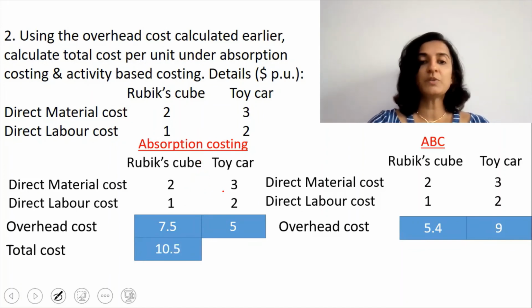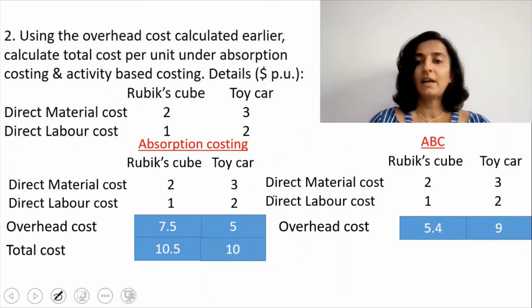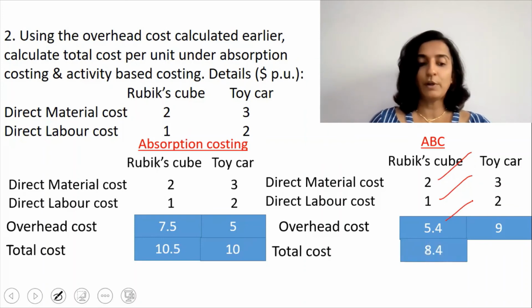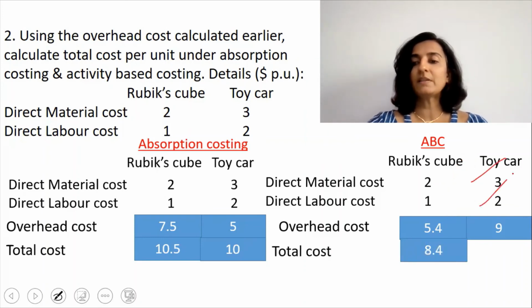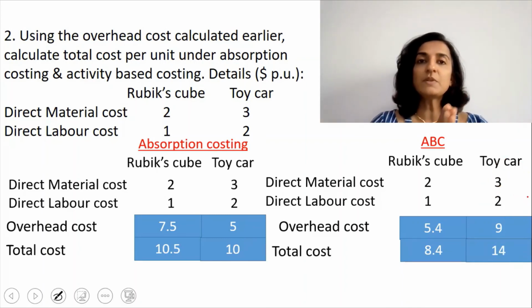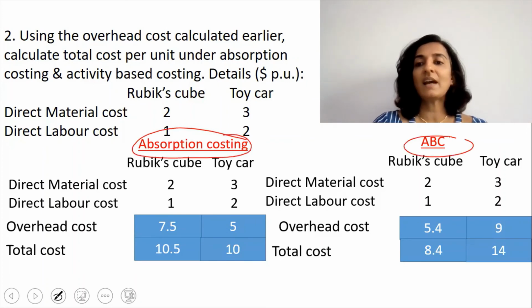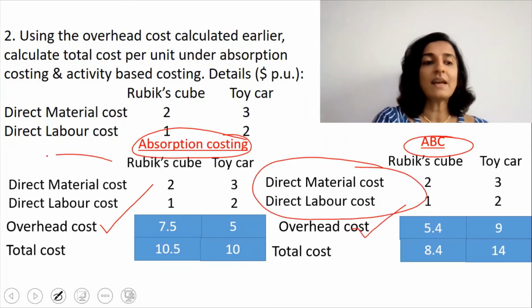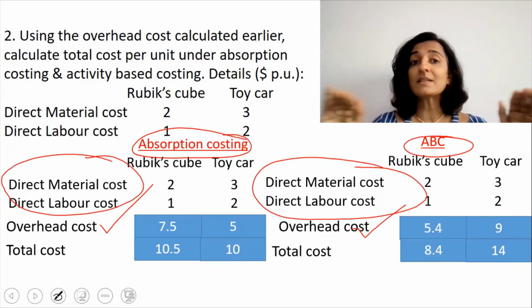For toy car under absorption costing, it is 3 plus 2 plus 5, giving an amount of $10. And as for ABC, the Rubik's Cube total cost amounts to 2 plus 1 plus 5.4, giving an amount of $8.4. And for toy car, it's 3 plus 2 plus 9, giving an amount of $14. So if you see here, the difference between the cost under absorption costing and activity-based costing is solely because of the overhead cost, because the direct material cost and the direct labor cost remains the same for both. So we are done with this question.